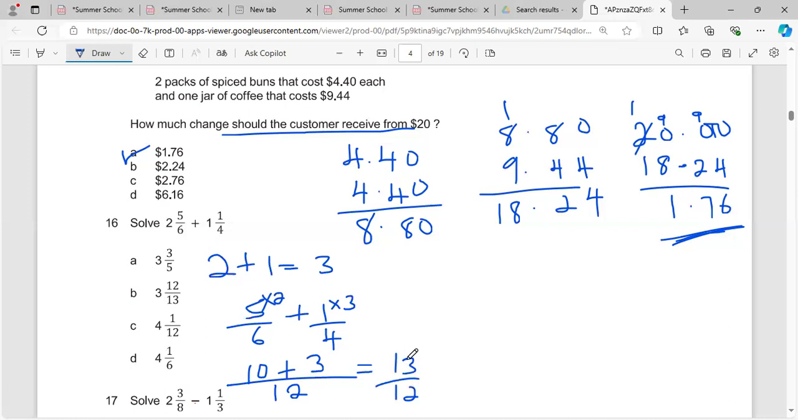However, 12 can go into this 1 time and remain the 1 over 12. So what we need to do is just add this 1 to the 3, which gives us 4 and 1 over 12. So our answer would be C.